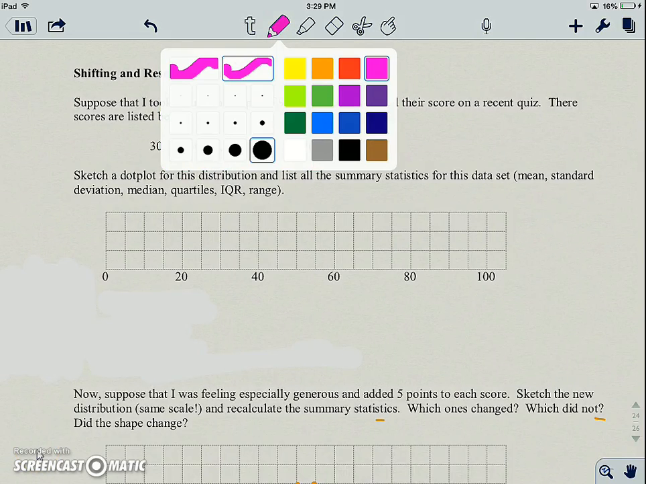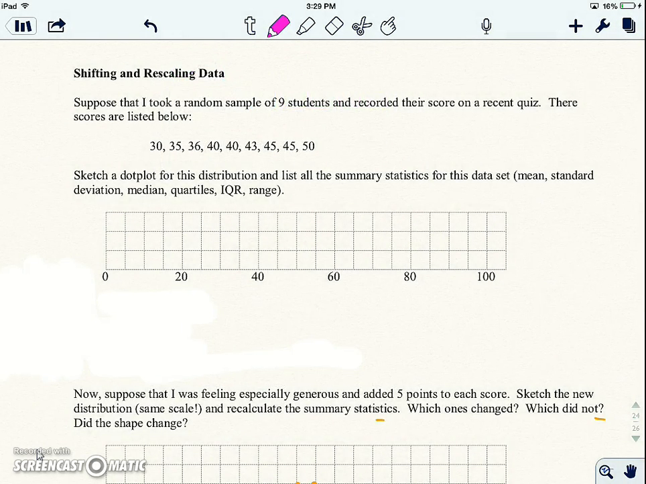Okay, so here is the last set of notes for Unit 1. Yay for you. Okay, suppose I took a random sample of 9 students and recorded their score on a recent quiz. Their scores are listed below.